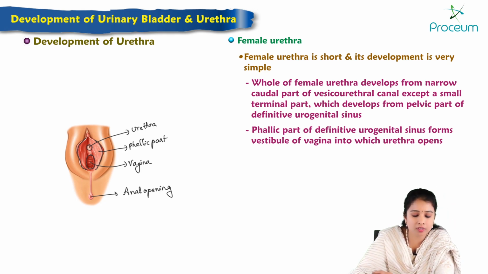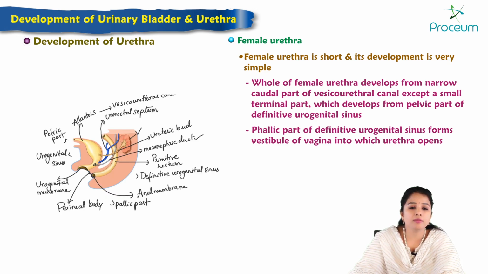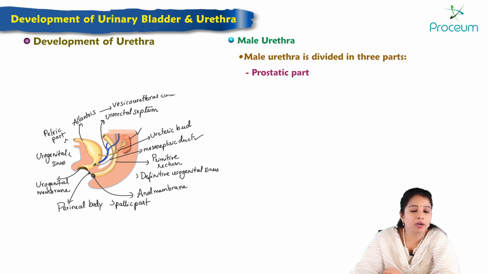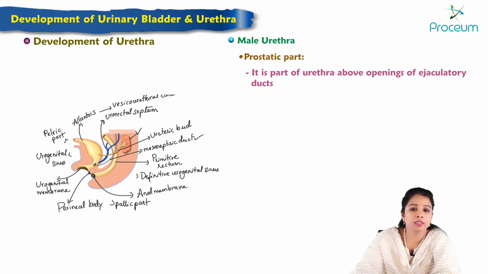So this is about the development of female urethra. So now we shall start with the development of male urethra. Male urethra is divided into three parts: prostatic part, membranous part and spongy part. Prostatic part is the part of urethra above the openings of ejaculatory ducts.